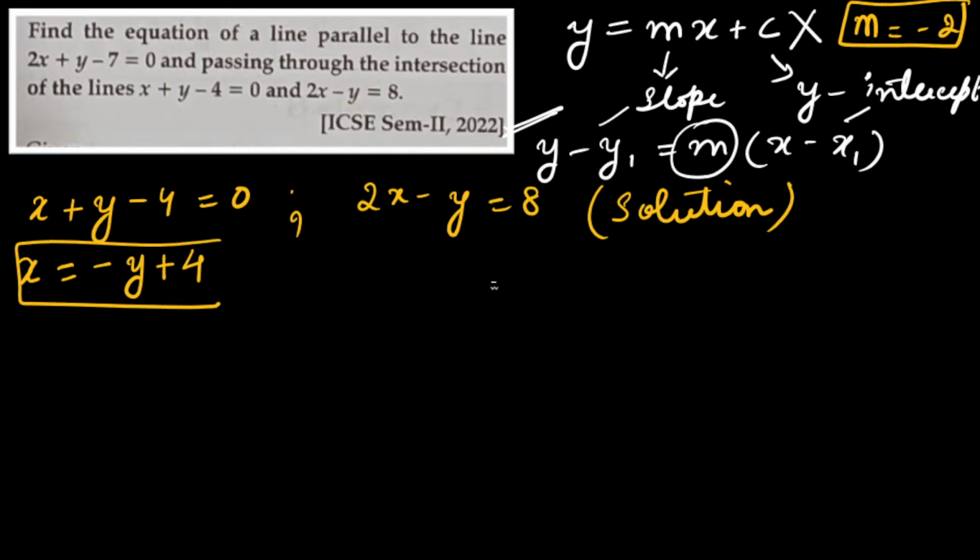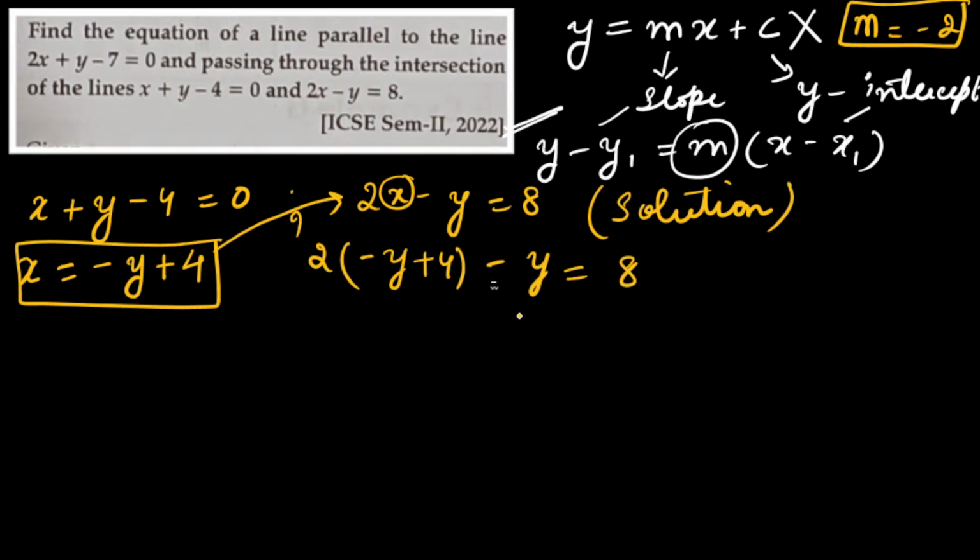So this value of x we will substitute in the second one. So 2 into x value. At place of x I am just writing its value. This is 2 into minus y plus 4, minus y is equals to 8. So you can solve the values and give your answers. I hope you are doing the questions along with me. So now here we can solve: 2 into minus y is minus 2y plus 2 into 4 is 8, minus y is equals to 8.